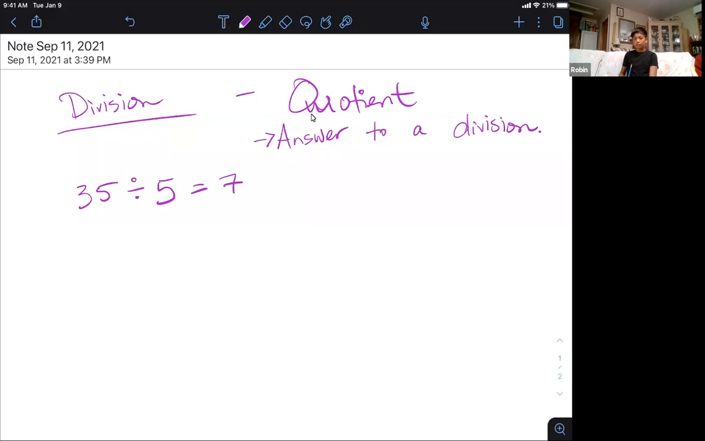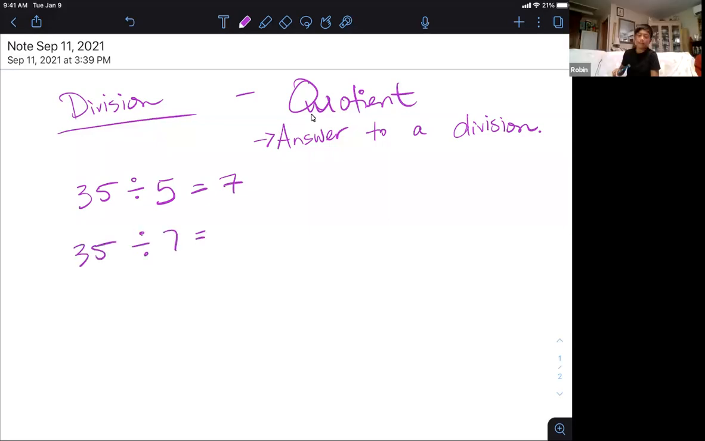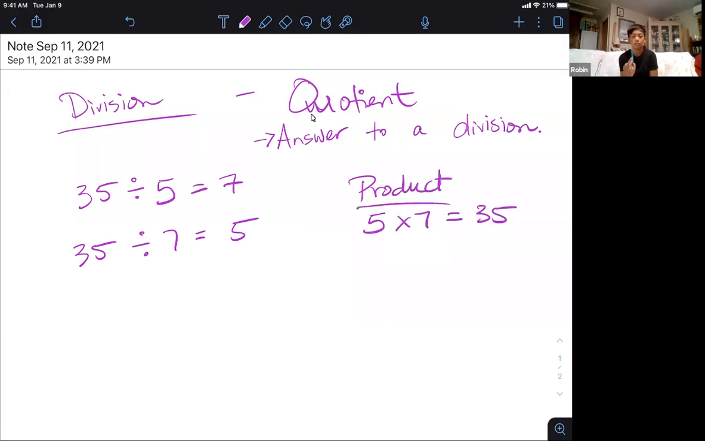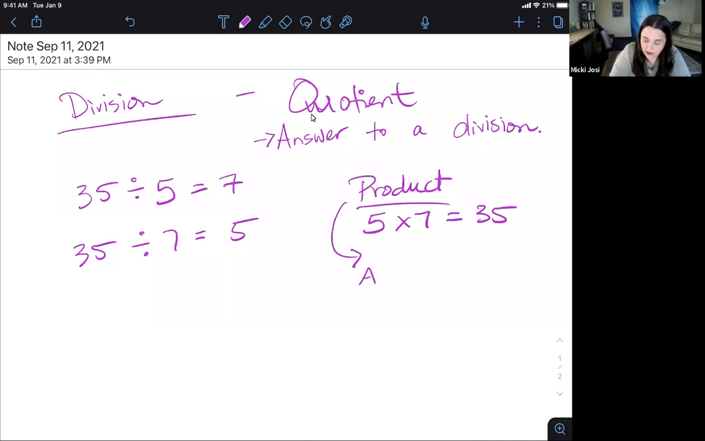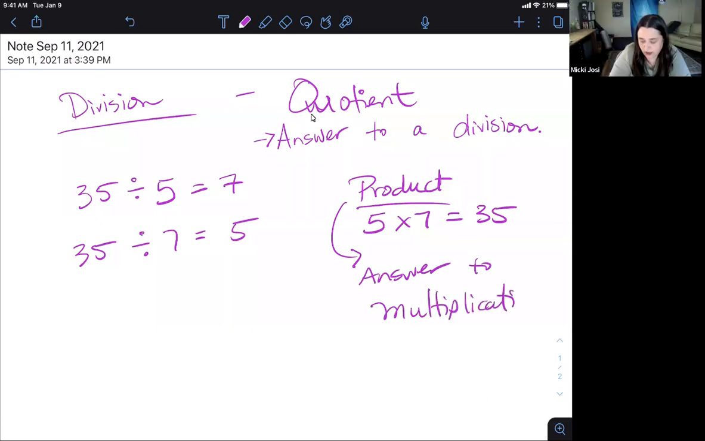7. Good. And what does 35 divided by 7 equal? 5. And this is because the product of 5 and 7 is 35. And product means the answer of a multiplication equation. Yes, to multiplication. Perfect.